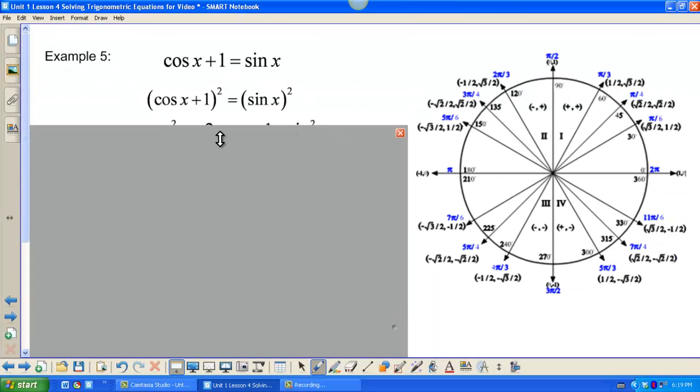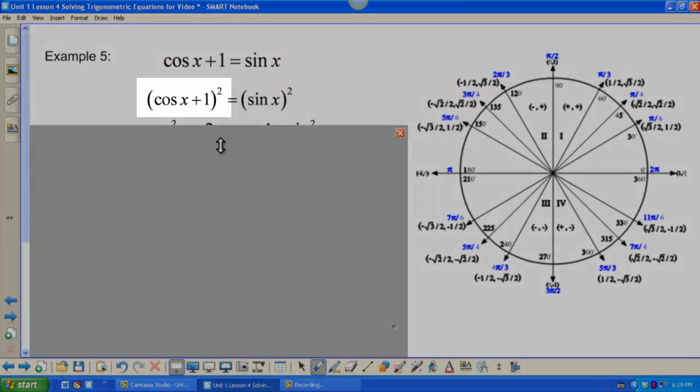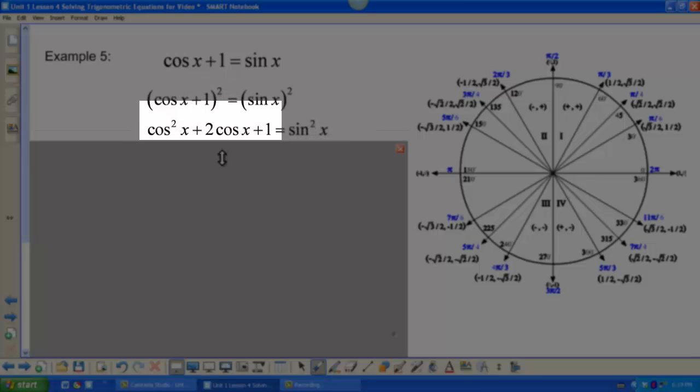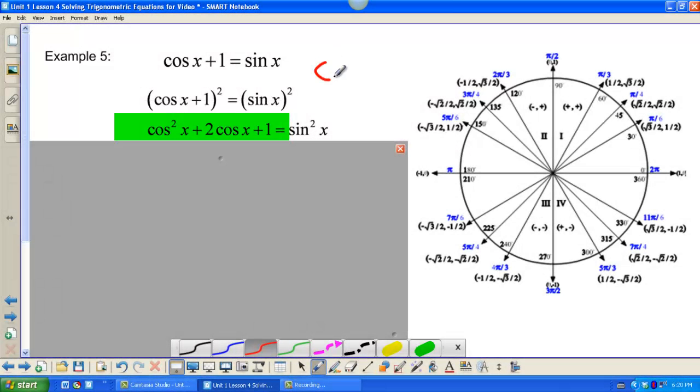So if I square both sides, which is a legal move, whatever I do to one side, I'm doing to the other. Please remember on the left, you need to write that twice and distribute. So when I do that, I get cosine squared x plus 2 cosine x plus 1. So again, if you're wondering where in the heck I got that on the left, I have to write it twice. I have to write cosine of x plus 1, I know this is kind of sloppy, and then I have the cosine of x plus 1.